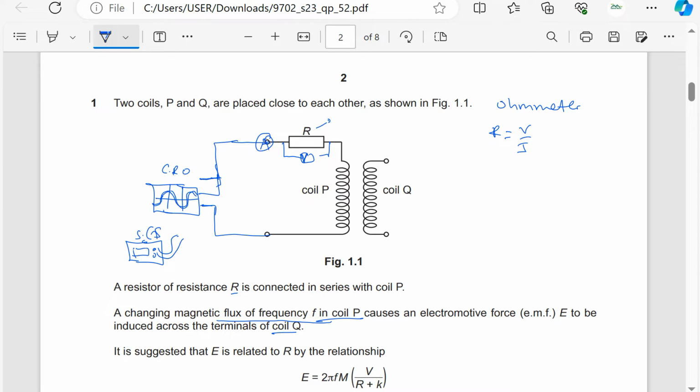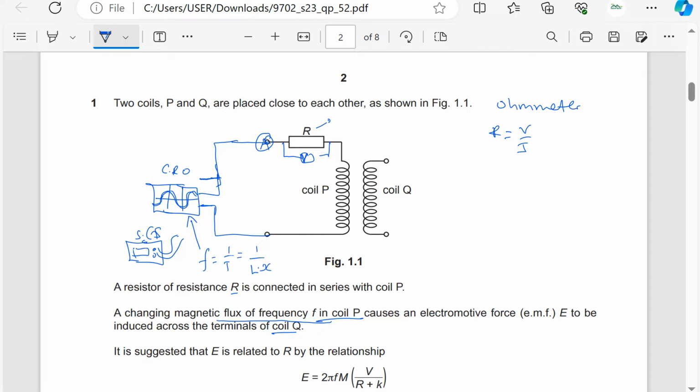So this one will be able to tell us the frequency, but how do I get the frequency from the CRO? From the CRO, frequency is equal to 1 over period, which will be 1 over the length represented by one cycle times the time-base setting, as we do in paper 2 or in waves.